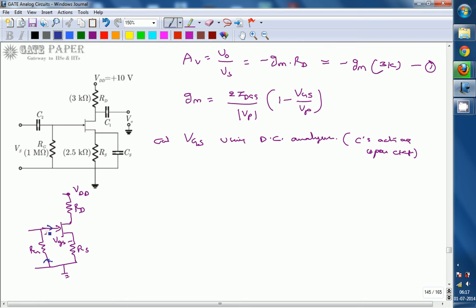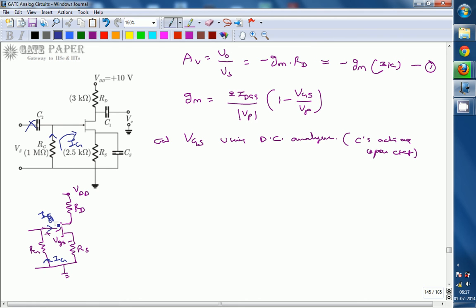So Ig, let us assume Ig is the gate current. The same Ig also flows through this RG. Current flowing through RG is the same as current flowing through the gate terminal, because this capacitor acts as an open circuit. Whatever the current is flowing in this direction, okay, this is Ig.